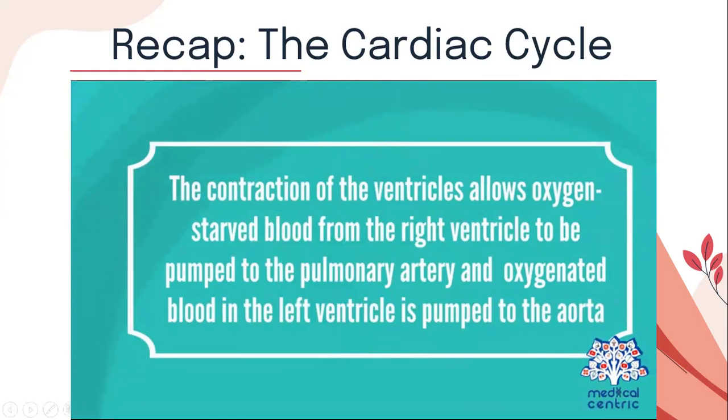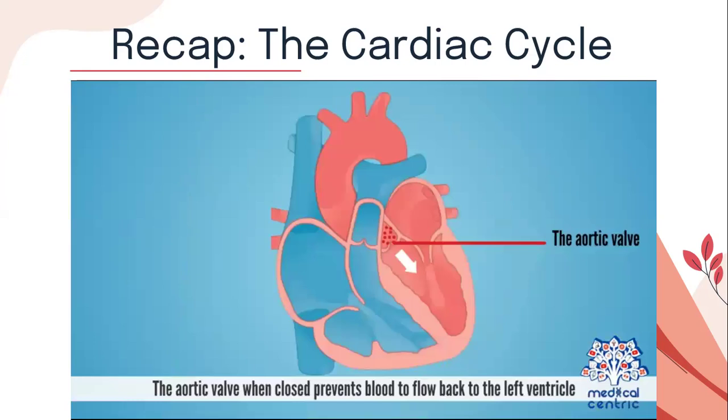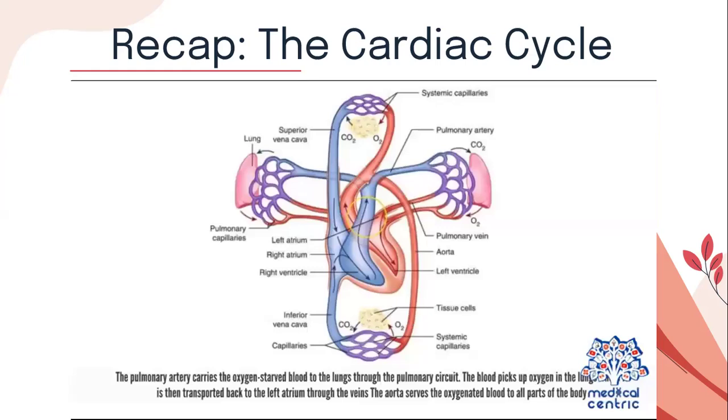The pulmonary valve, when closed, prevents blood from flowing back to the right ventricle. The aortic valve, when closed, prevents blood from flowing back to the left ventricle. The pulmonary artery carries the oxygen-starved blood to the lungs through the pulmonary circuit.